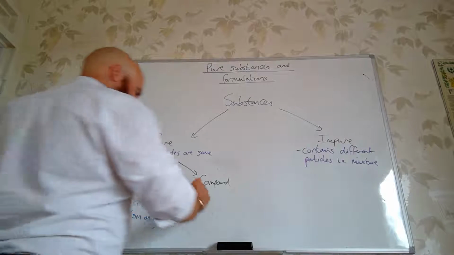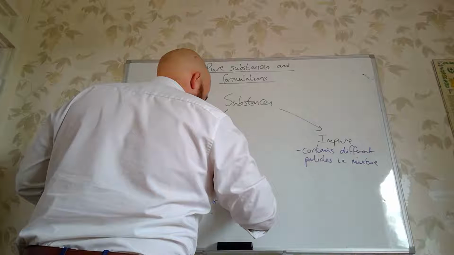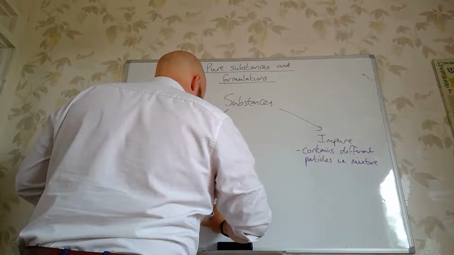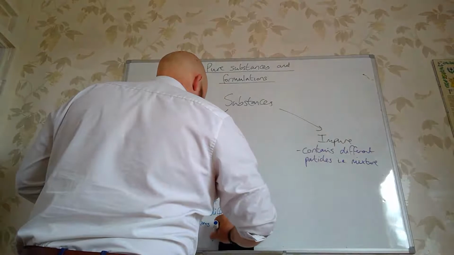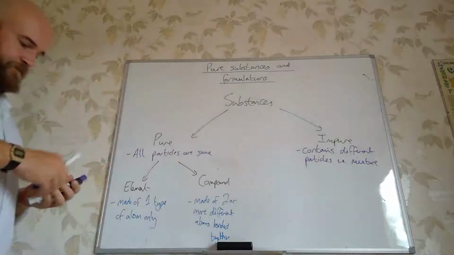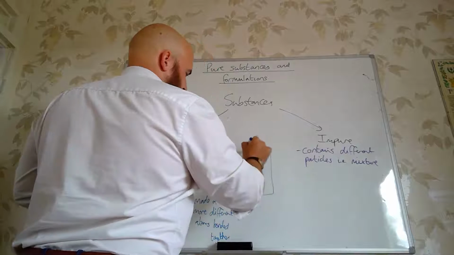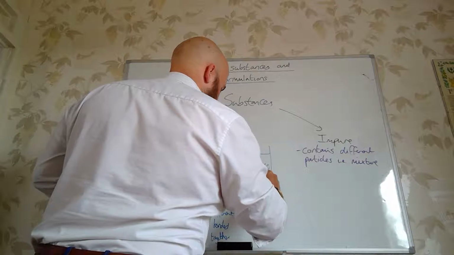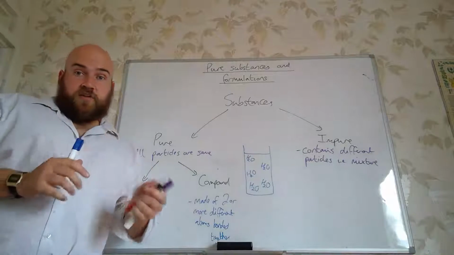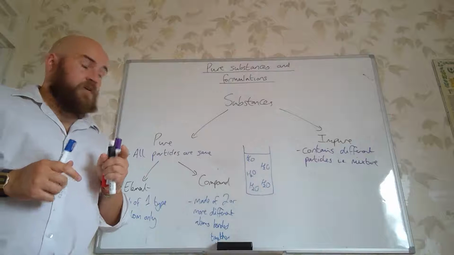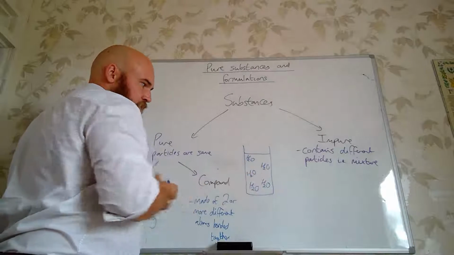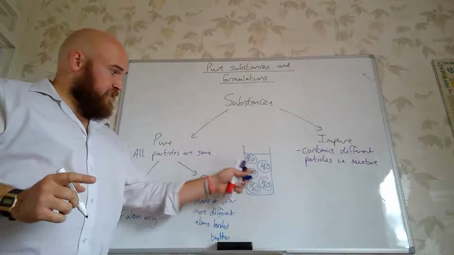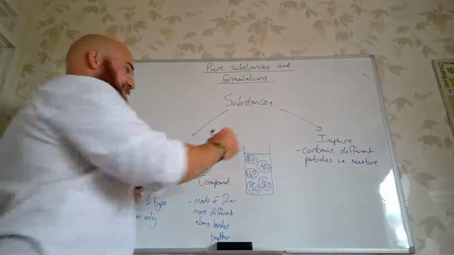And a compound, therefore, is made of two or more different atoms bonded together. So let's take our glass of water. So here's my glass, and in it I've got nothing but H2O. H2O, H2O, H2O, H2O. So in that glass, I've got nothing but water molecules. Even though there's more than one atom in each molecule, if I circle all of these, each of these circles is a particle. Are all the circles the same? Yes, they are. So this is pure.